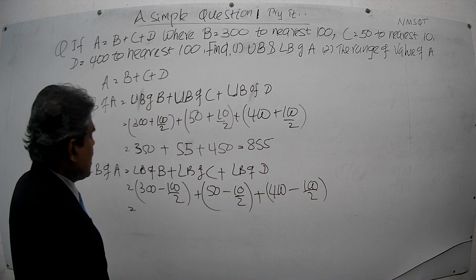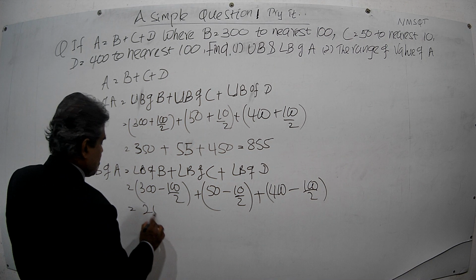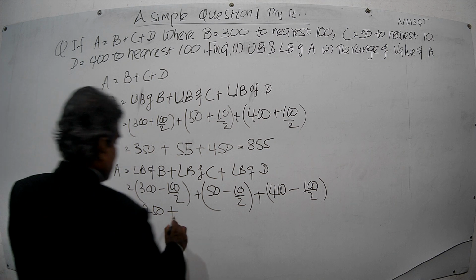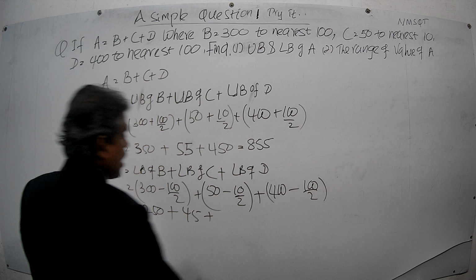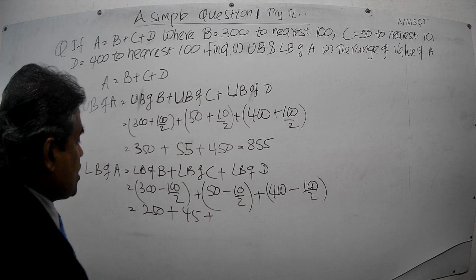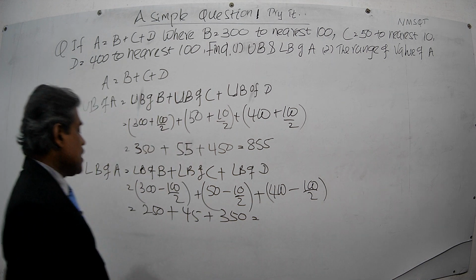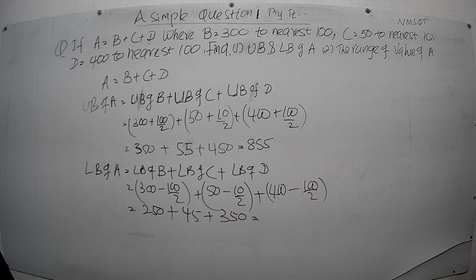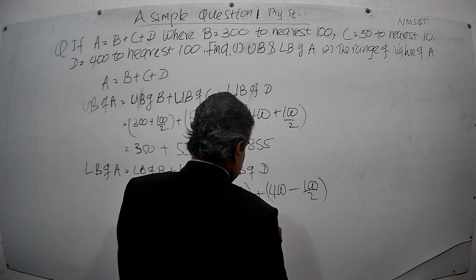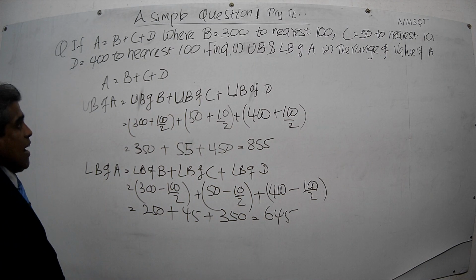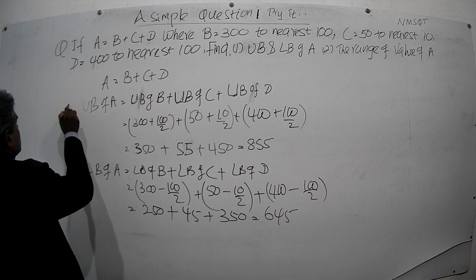Here it is 300 minus 50 is 250. Then here, 50 minus 5 is 45. Then here plus 400 minus 50 is 350. Then 350 plus 250 will be equal to 600. Is it so? Yes. 600, 645. Yes, 645. Lower bound of A has been found. Now the first part of the question is answered.